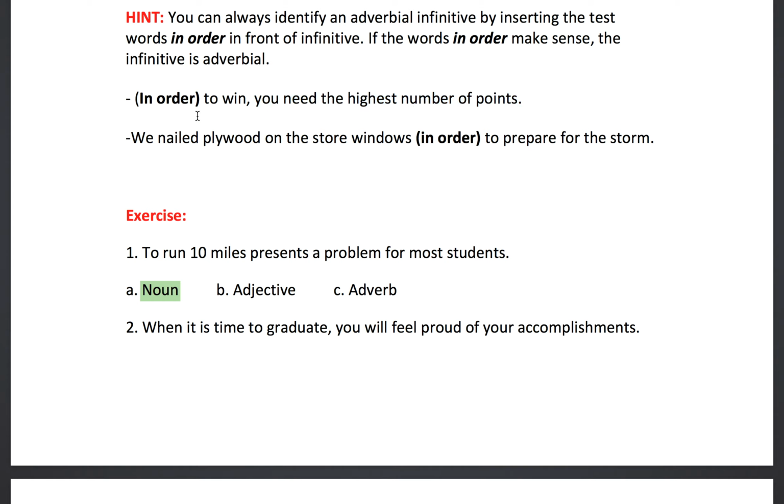But to test it, you can use "in order" in front of this. It's only for you. You don't have to write it. You can just do it in your mind. So, in order to win, that makes sense. Yeah, in order to win, you need the highest number of points.